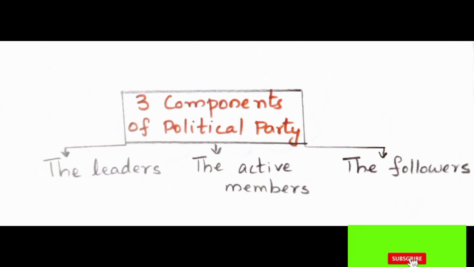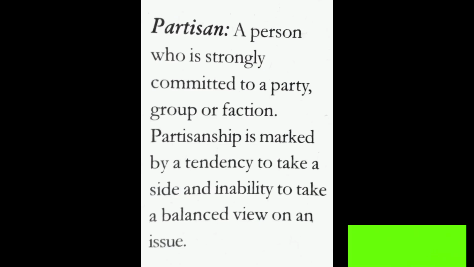Next, we can see the difference between partisan and partisanship. A partisan is a person who is strongly committed to a political party or group or faction. Partisanship is the tendency to take a side and the inability to take a balanced view on an issue.